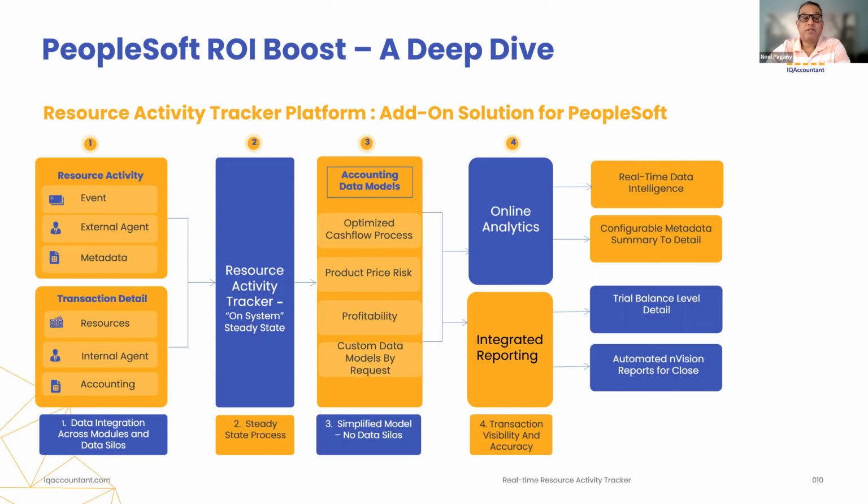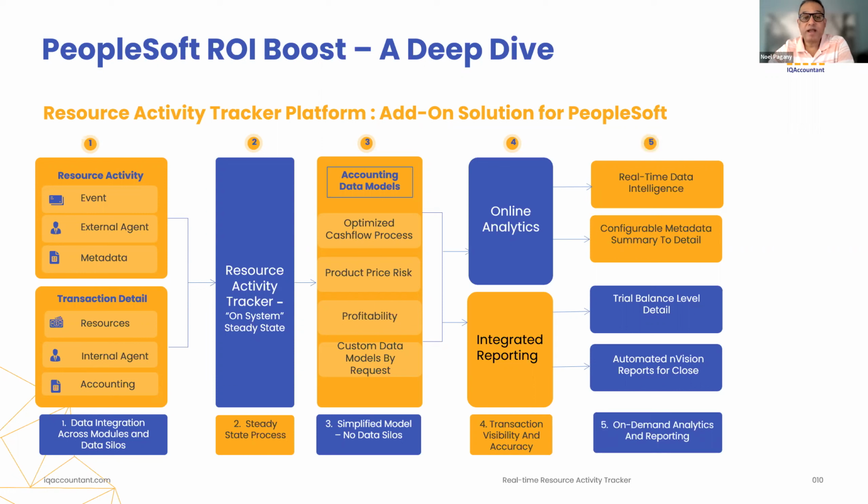These accounting data models are pulled into two channels. One is the online analytics, the other is integrated reporting. This provides transactional visibility and accuracy. So when users need to see the transaction level, it's at their fingertips and they don't need to go and run manual queries off camera or off system.